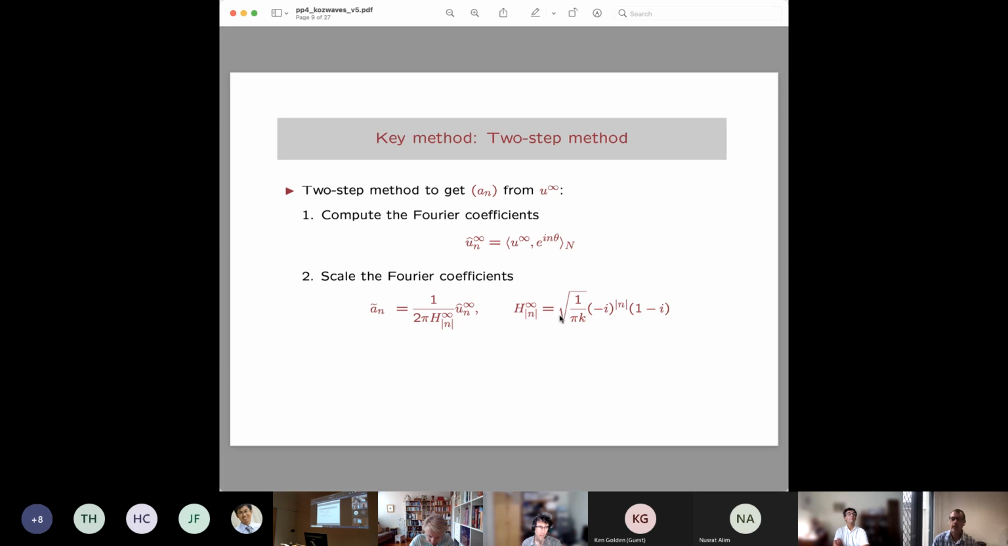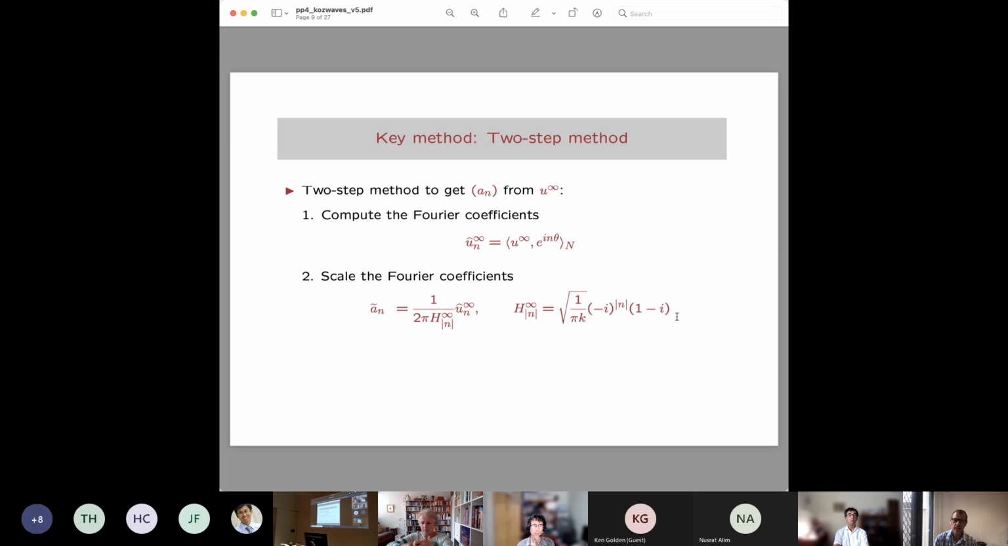Okay, so I said earlier that we can get those a_n coefficients from the far field. We've got a two-step method to compute those coefficients. The first step is very simple. We just compute the Fourier transform of the far field to get these û_n^∞ coefficients. Then the second step is we just scale them. The scaling factor involves H_n, which you can think of as the far field of the Hankel functions.